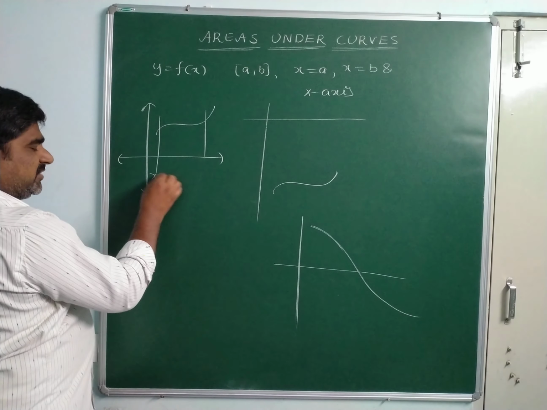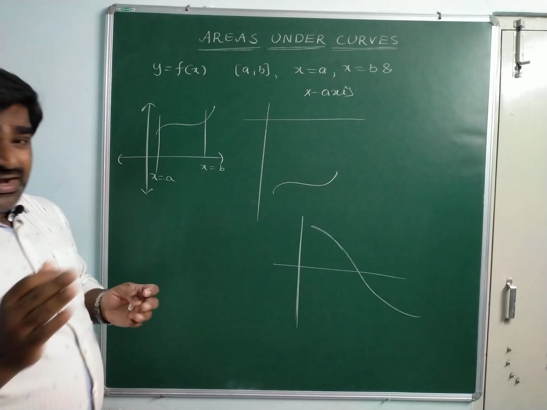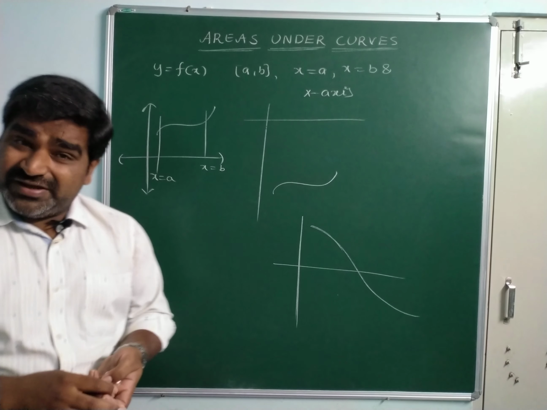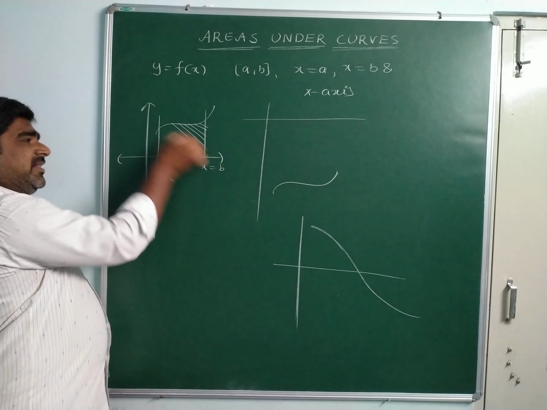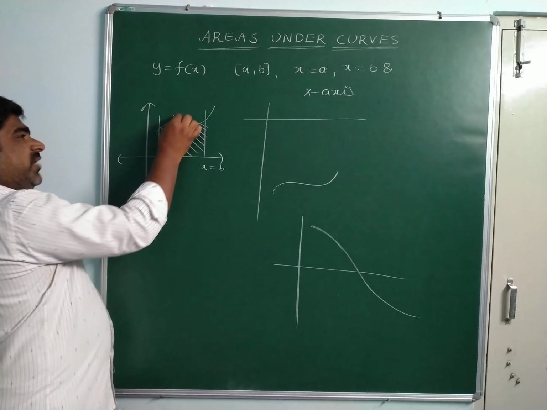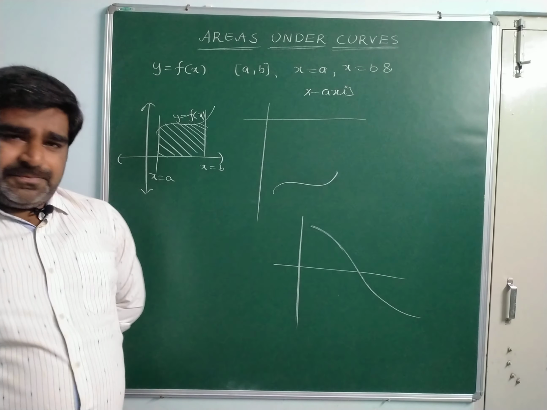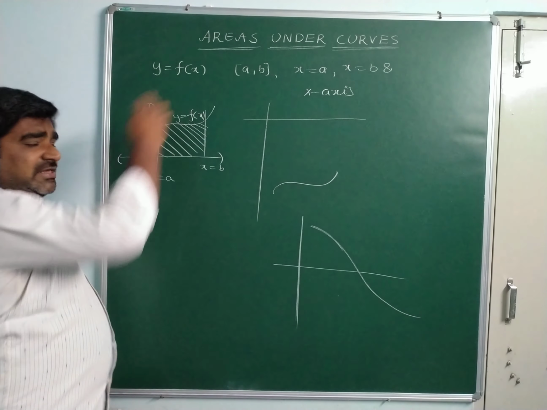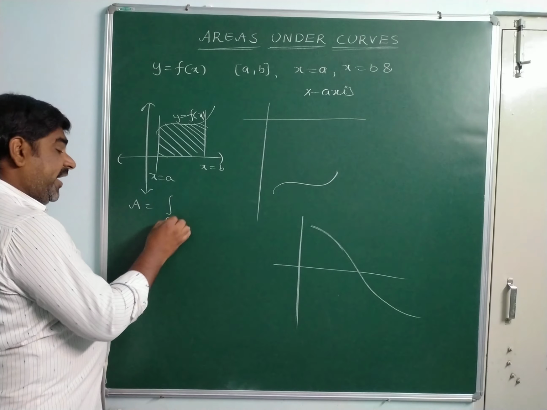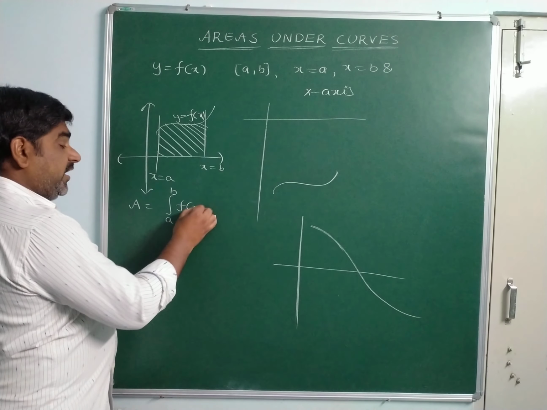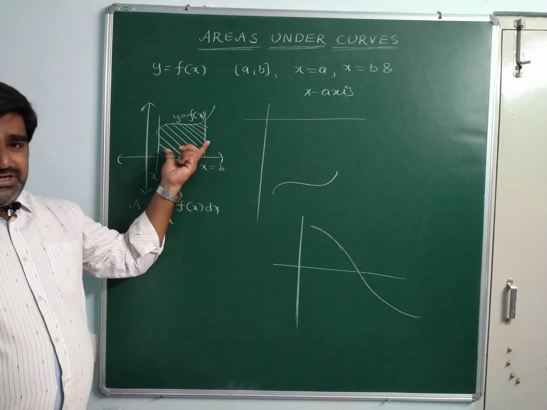This is the line x equals a, and this is the line x equals b. As you all know, the lines x equals a and x equals b are parallel to the y-axis. Now this is the region bounded between the curve y equals f of x and the lines x equals a and x equals b. Here the curve lies completely above the x-axis, so the area under the curve is given as integral a to b f of x dx. Integral a to b f of x dx gives the area of this region.